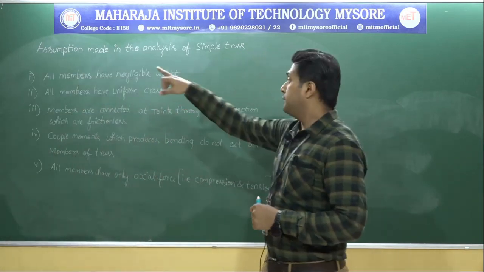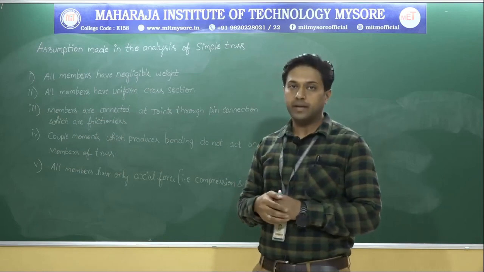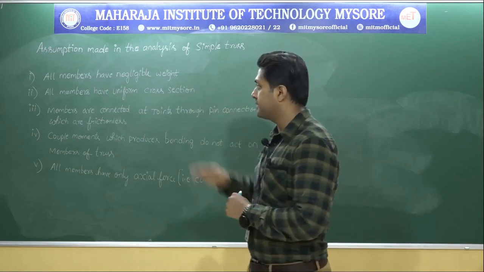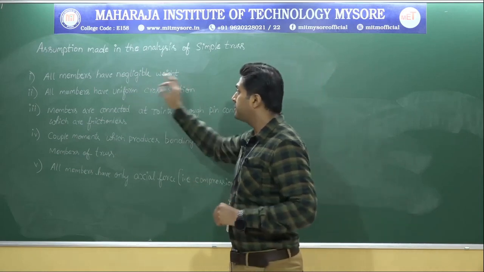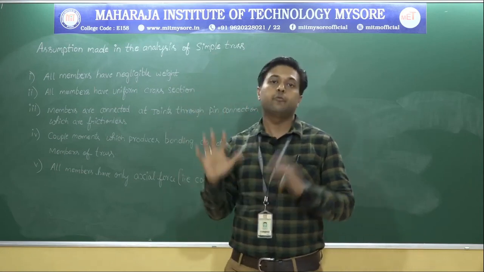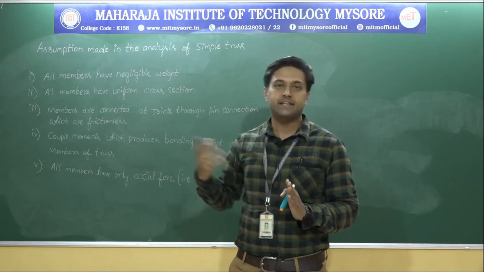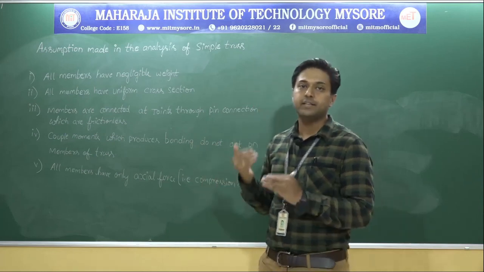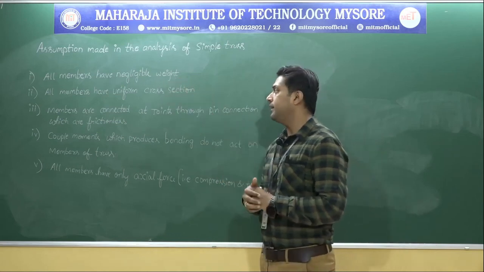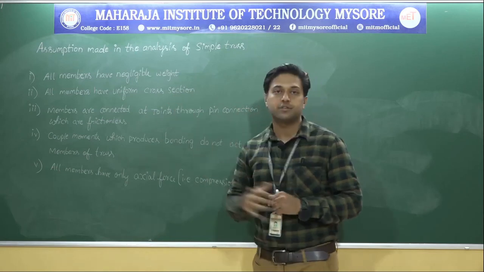So now let me go with the assumptions made in the analysis of simple trusses. There are 5 assumptions that are made in the analysis of simple truss. The first one is all members have negligible weight. So all members' weight are negligible. We need to assume it, for the easiness to design the structure, so we need to assume all members have negligible weight. All members have uniform cross section.